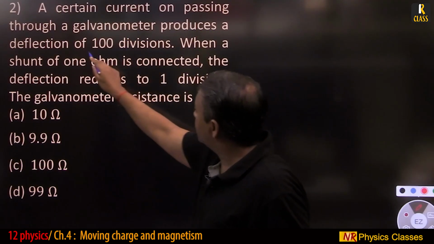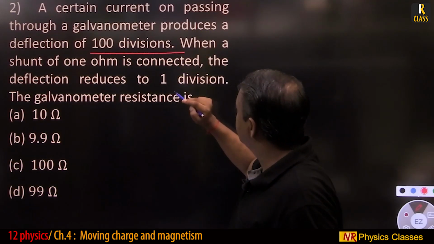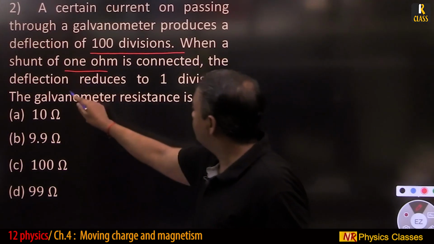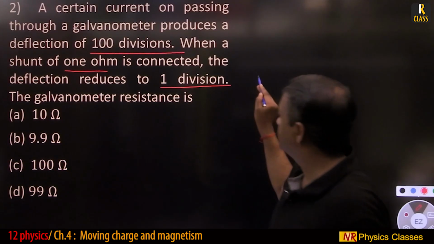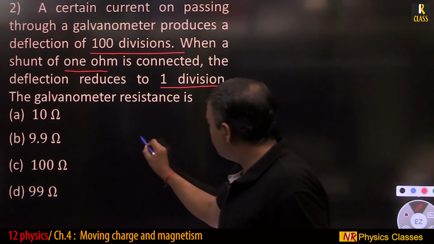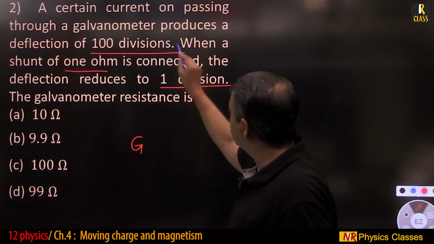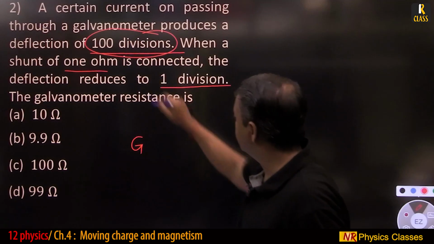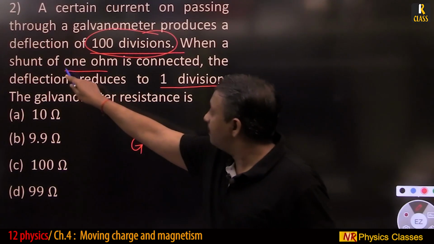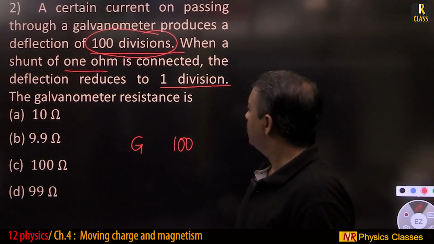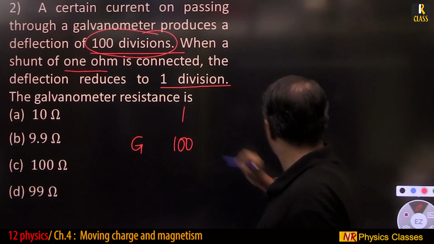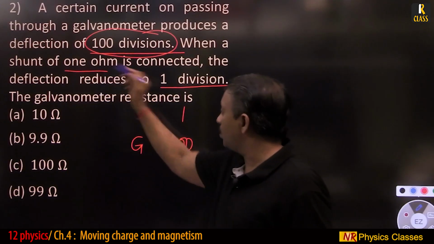A galvanometer produces a deflection of 100 divisions. When a shunt of 1 ohm is connected, the deflection reduces to 1 division. Then the galvanometer resistance is? Galvanometer resistance G produces a deflection of 100 divisions. If it is shunted with 1 ohm, the deflection becomes 1 division.